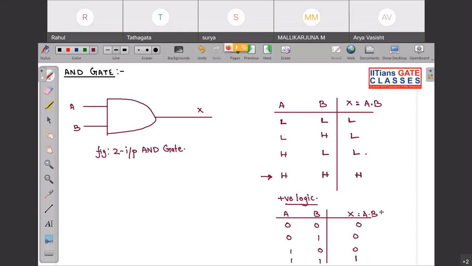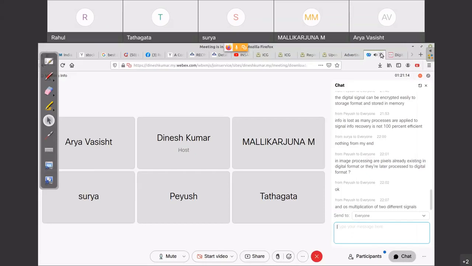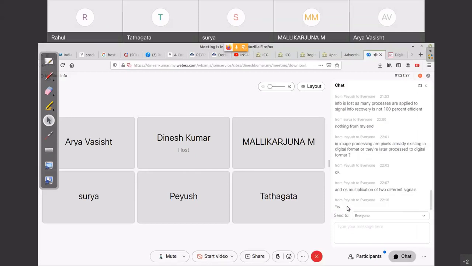Now if I want to ask you what a truth table is, can anyone define it? We all study these terms, but usually we ignore them. We know what a truth table is, but if I ask you to define it, you will not be able to answer. So can anyone say what a truth table is?